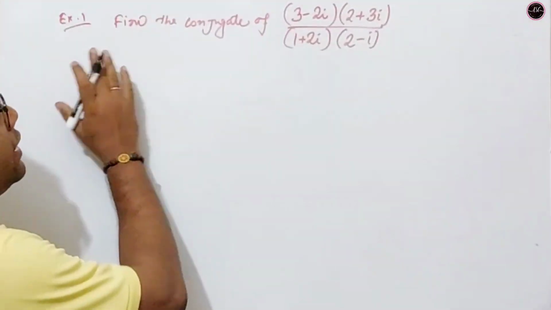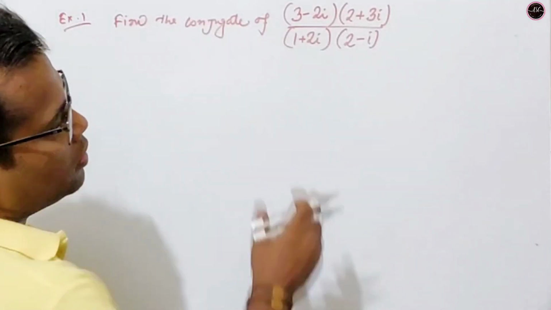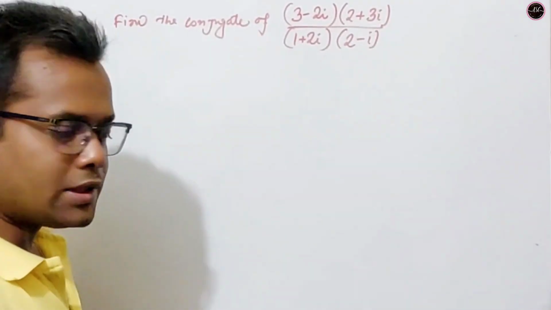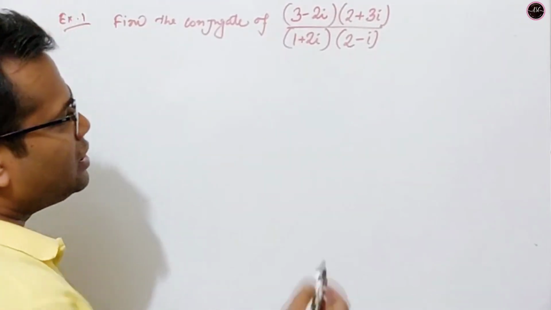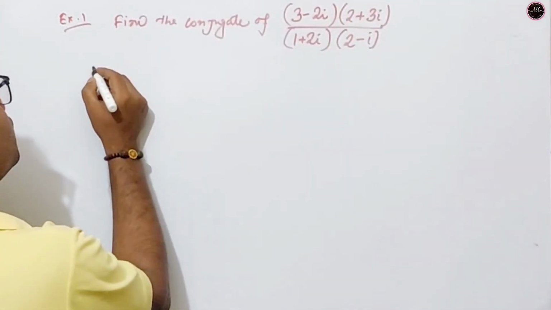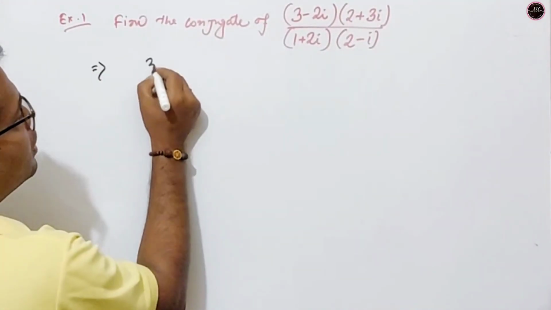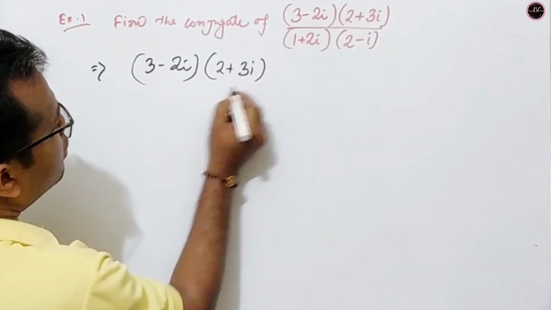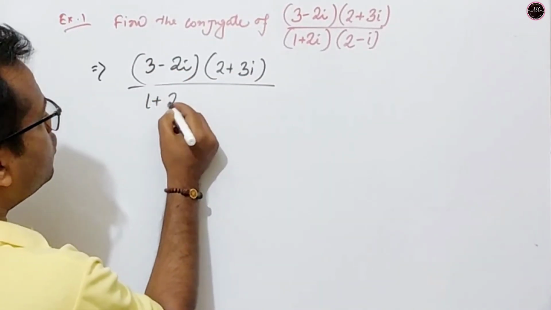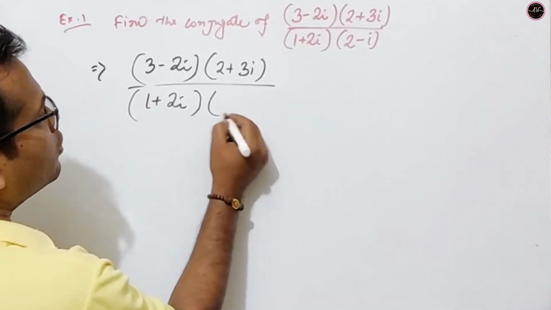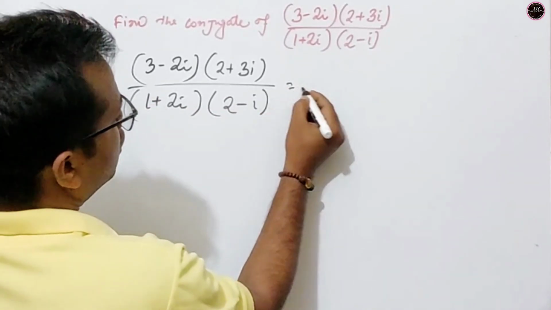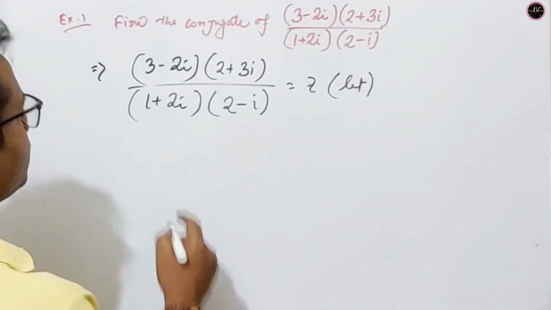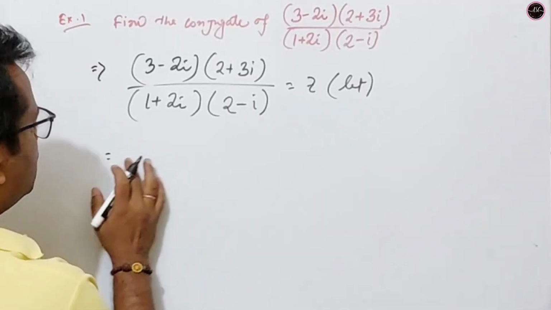Let's look at the question. Example number 1. Find the conjugate of (3 minus 2i)(2 plus 3i) divided by (1 plus 2i)(2 minus i). So we first simplify this. Let (3 minus 2i)(2 plus 3i) divided by (1 plus 2i)(2 minus i) equal z.